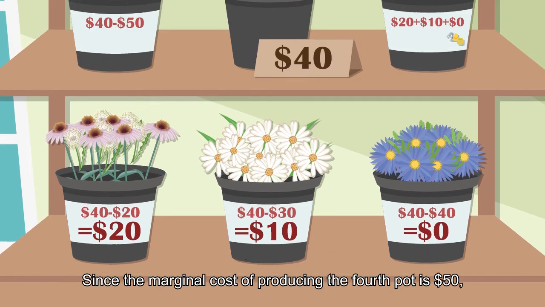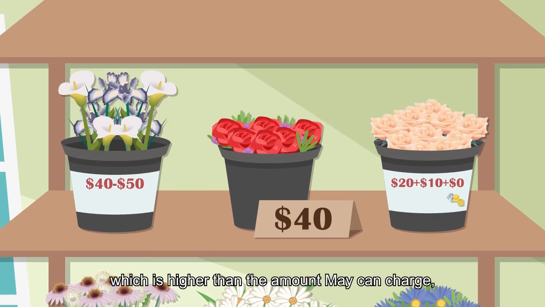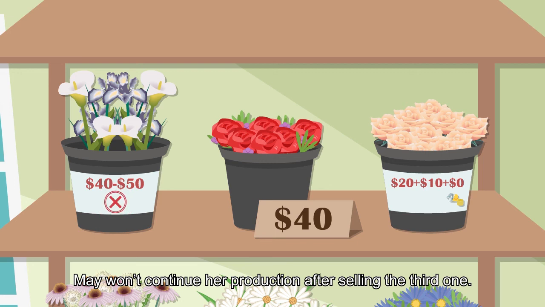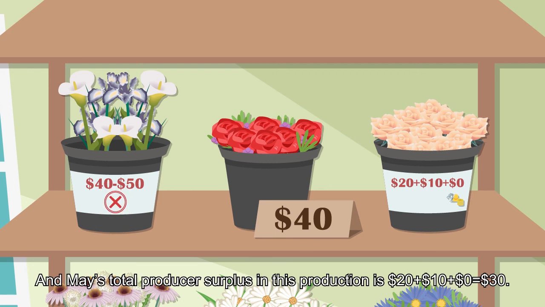Since the marginal cost of producing the fourth pot is $50, which is higher than the amount May can charge, May won't continue her production after selling the third one. May's total producer surplus in this production is $20 plus $10 plus $0, which equals $30.